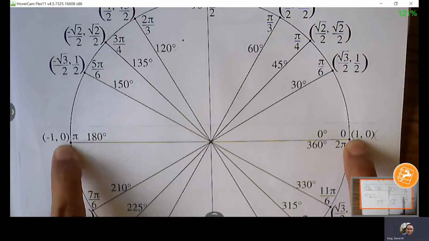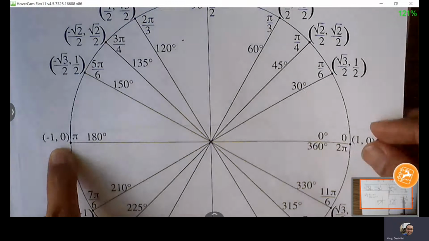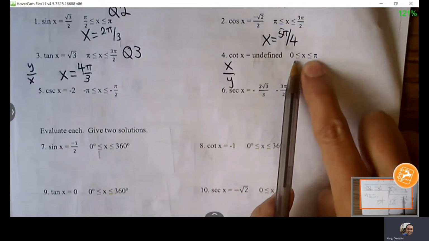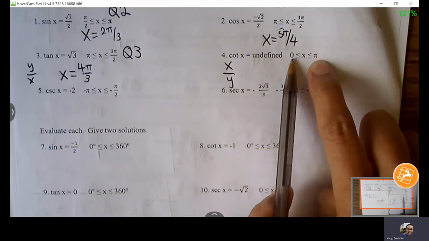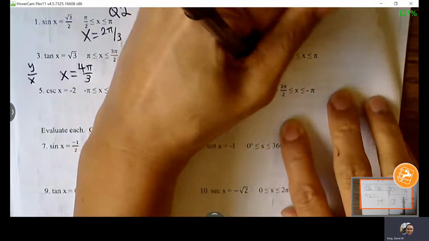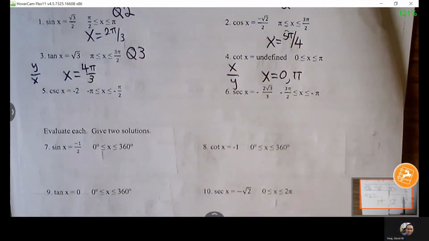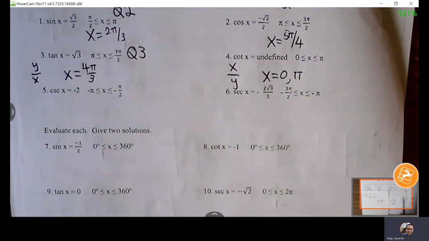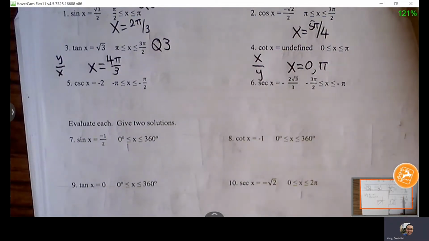So negative 1 over 0 is undefined. 1 over 0 is also undefined. We include 0 and pi because those are part of our domain. So we're going from 0 all the way to pi, with 0 and pi being included. So we have two solutions there. Anybody having trouble identifying those? Tangent is y over x, and cotangent is x over y. So just continue practicing with that.